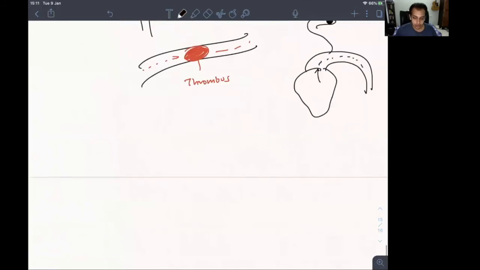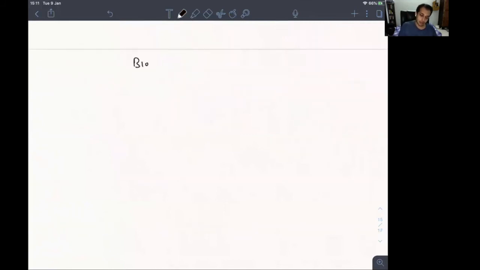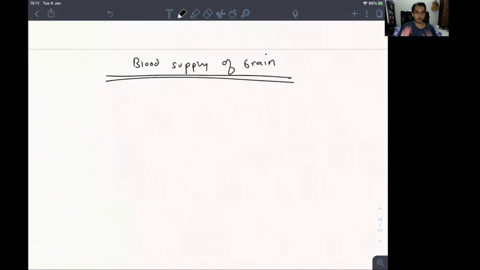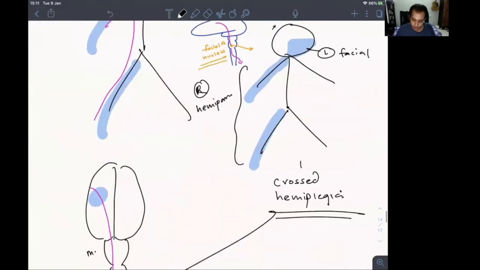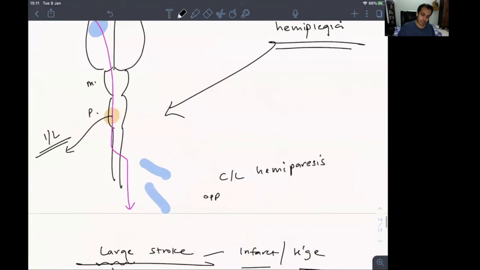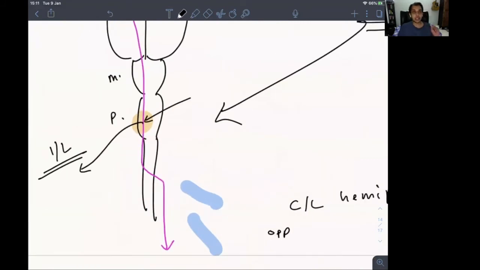So that brings us to blood supply of the brain. It is very important to have an overall idea of how the brain gets blood supply. Bhavesh has just asked if it will be an ipsilateral LMN facial nerve palsy. Yes, you're talking about crossed hemiplegia. If there is a lesion at the nucleus level, then it will be an LMN lesion. I'll discuss this on Monday when I discuss UMN versus LMN.